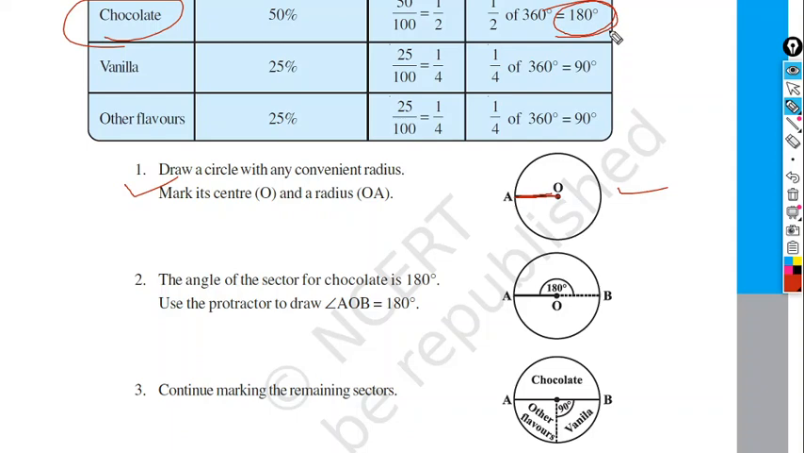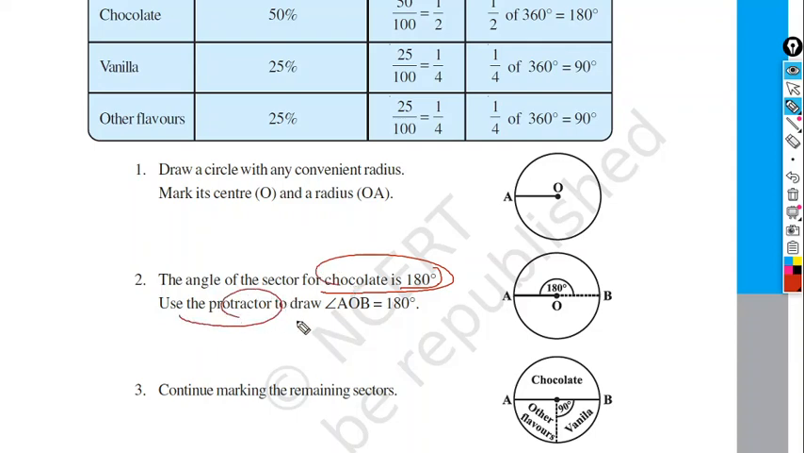You don't need to use the compass. You can use a protractor here. So put a protractor and draw 180 degrees. You can measure 180 degrees here by putting the protractor. Okay. So make a line. Here it has been done. The angle of the sector of chocolate is 180 degrees. Use the protractor to draw angle AOB. This angle is 180 degrees. Now you can name this part as chocolate. This part of students are liking chocolate flavor.